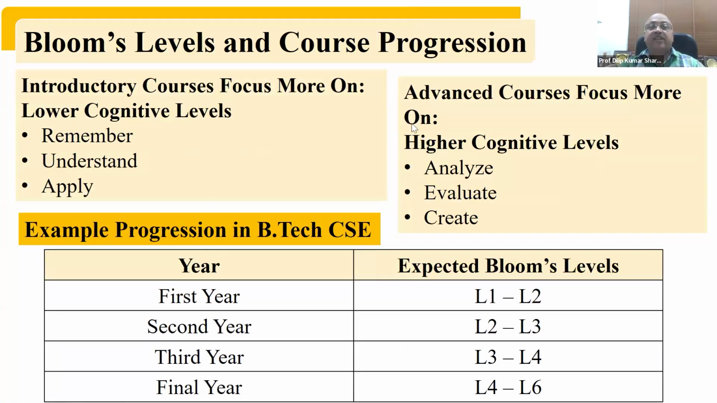Now see Bloom's levels and course progression. An introductory course focuses more on lower cognitive levels. Similarly, a course will not start from create or design or develop. Suddenly the course is supposed to start with level 1, 2, 3, L1, L2, L3, and an advanced course focuses more on higher cognitive levels. Maybe within one course, or as we go from one year to another year. So you can see, like first year can have, no, not all courses, please correct it. Maybe second year can have L2, L3, third year, but one course can also have it like that.